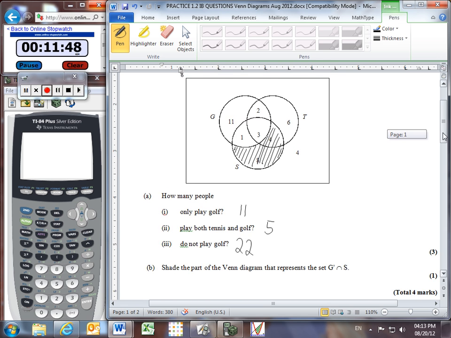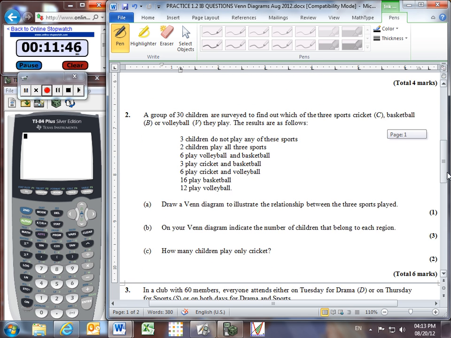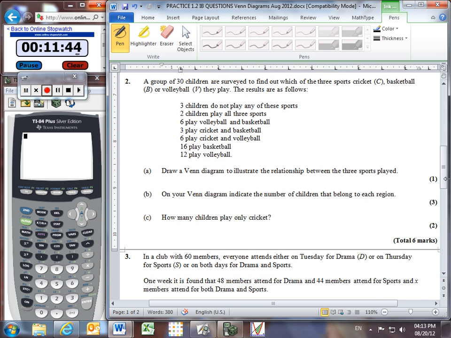Number 2. A group of 30 children are surveyed to find out which of the 3 sports, cricket, basketball or volleyball, they play. The results are as follows. Part A, we need to draw a Venn diagram to illustrate the relationship between the 3 sports played.